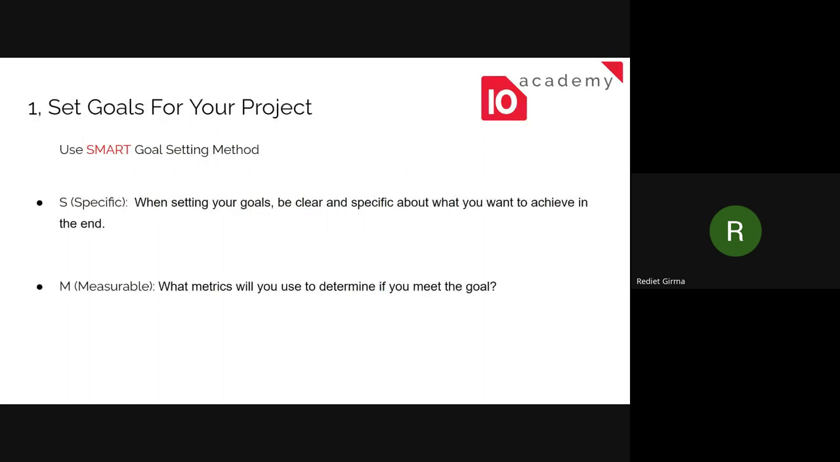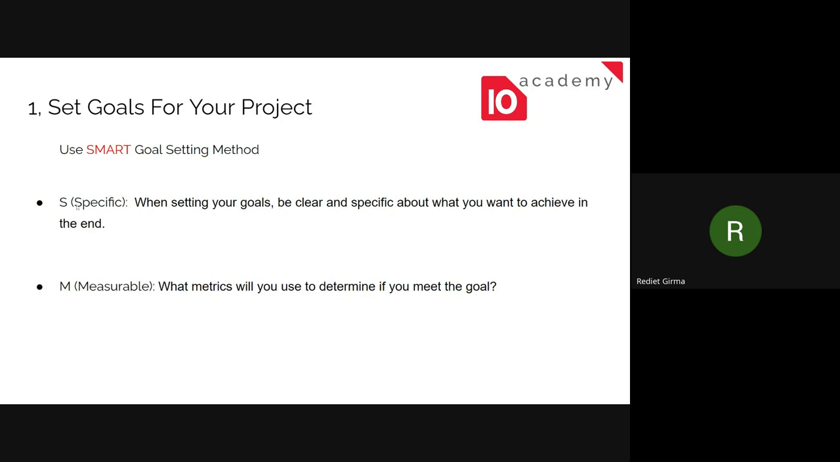First one is set goals for your project. So what I'm thinking is first we need to go over the idea of our project before starting the presentation or before starting to prepare the content. We should state the goals and the other things first in order to make the flow perfect. So the first one here says use the SMART goal setting method, right? So what do we mean by SMART for goal setting?